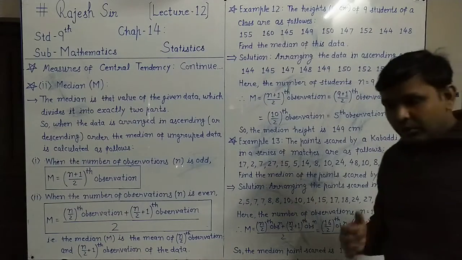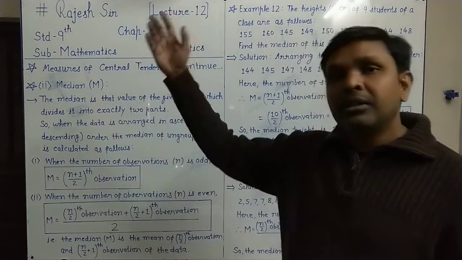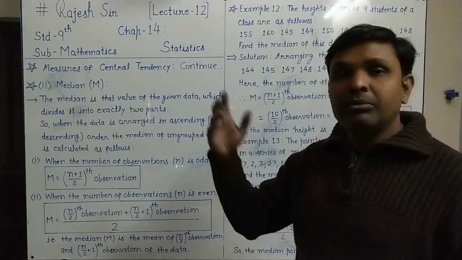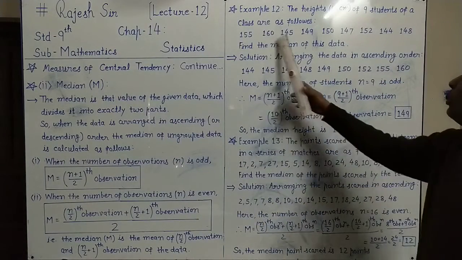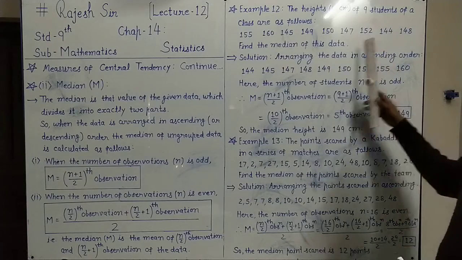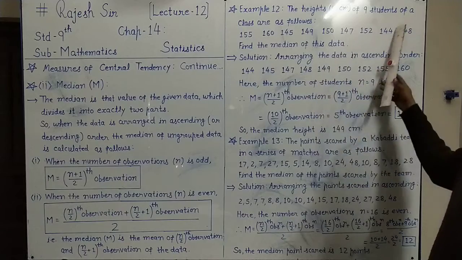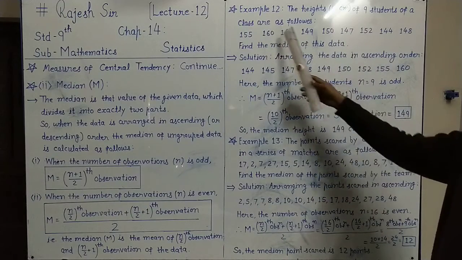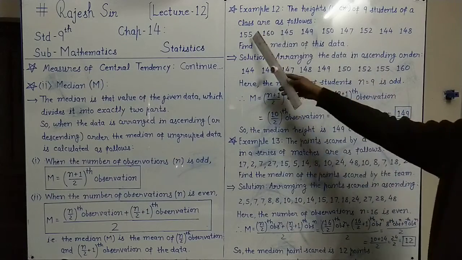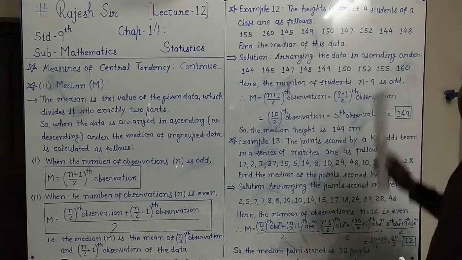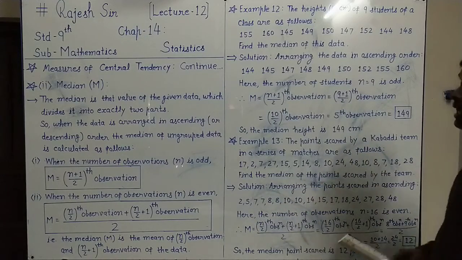In ascending order, the smallest value comes first, then it gets bigger, and the highest value comes at the end. So here we arrange it. In the whole data, the minimum value is 144. We start with that. Then 145, then 147, 148, 149, 150, 152, 155, and 160. This way all the 9 heights in centimeters are arranged in ascending order.